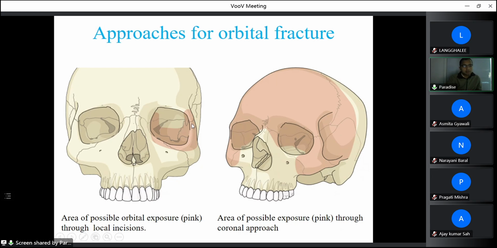If you give the lateral eyebrow incision, you can only explore the zygomatico-frontal suture. If you give the subciliary incision or transconjunctival incision or infraorbital incision, you can explore the inferior orbital rim or orbital floor. If you give the bicoronal incision, you can expose the supraorbital rim, zygomatico-frontal suture, but you can't explore the orbital floor. So sometimes you have to give both the bicoronal incision as well as other local incisions.